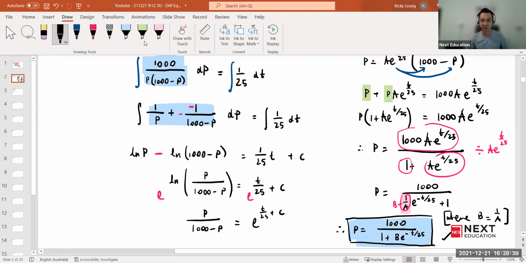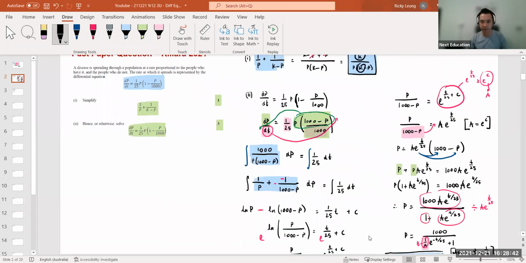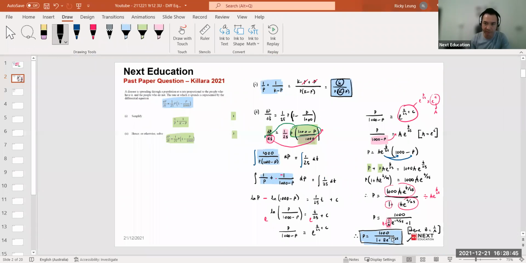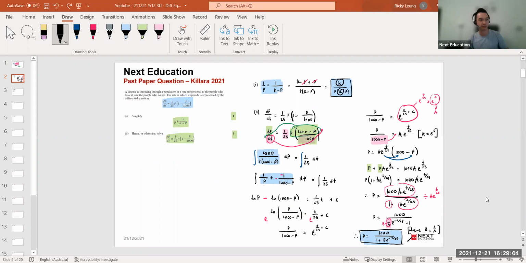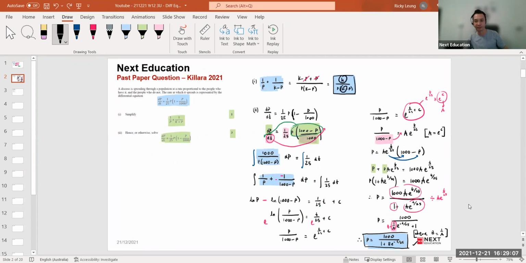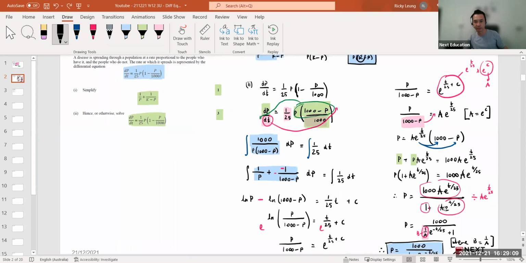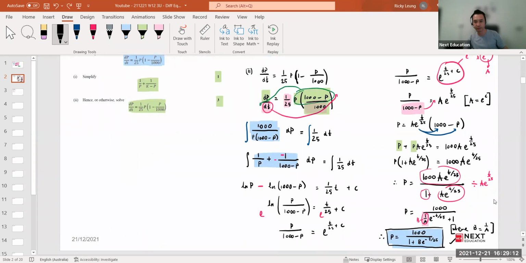Now, can you see structurally, 1,000 on 1 plus B, E to the minus T on 25 looks very similar? In fact, it looks identical to that, exactly the same. The only difference is N is 1,000, and K is 1 on 25. Let me scroll down so you can see it again. Actually, I think K would be 25,000 multiplied by 1,000, so then it's 25.